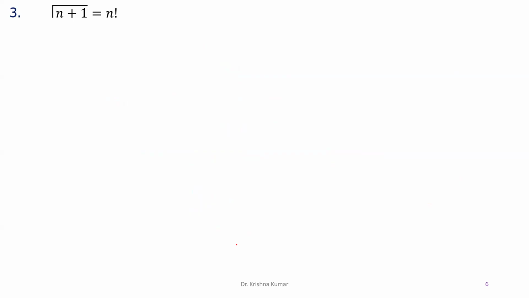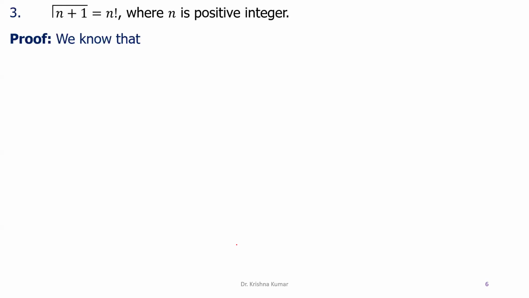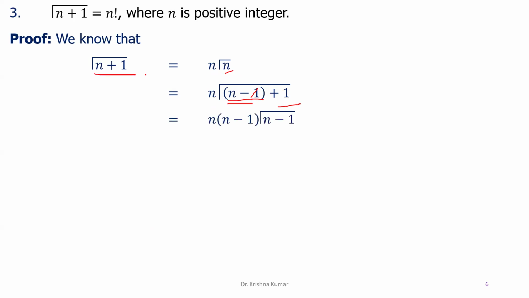Property number 3, gamma of n plus 1 is equal to n factorial, where n is a positive integer. So let us try to prove this result also. So we know that gamma n plus 1 is equal to n gamma n. So we can also write down n, n can be written as n minus 1 plus 1, right? This minus 1 plus 1 will cancel. So this can be written as, by using the same formula, n into n minus 1 into gamma n minus 1.